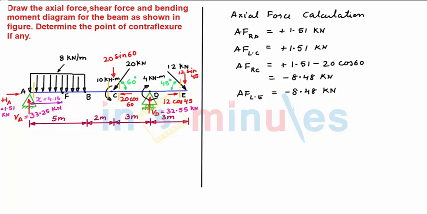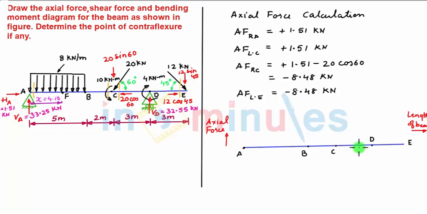Now let's plot the axial force diagram. So we have the zero line of axial force diagram. Positive axial force will be above this line, negative axial force will be below this line. On the x-axis we have length of beam and we have plotted all the salient points. Now axial force towards right of A is plus 1.51 kilonewton. So let me plot on some suitable scale a positive 1.51 kilonewton force above A. So let me connect it with the vertical line.